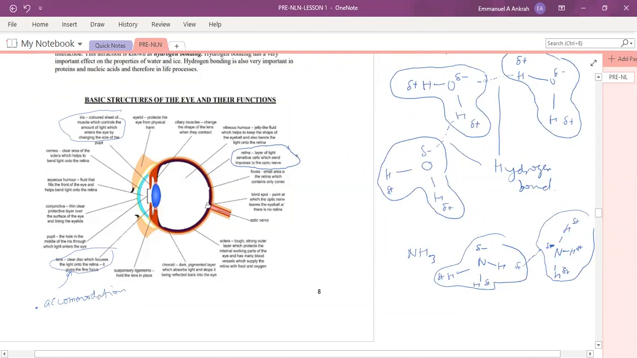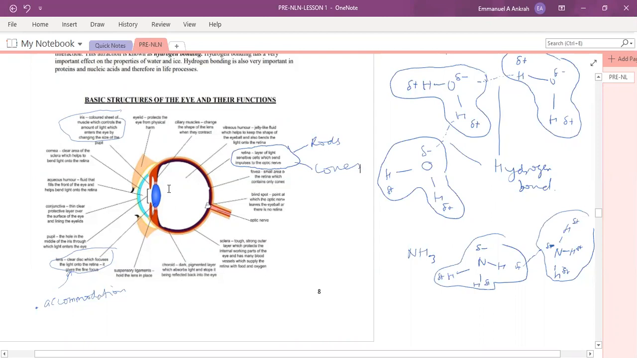And I would like to mention that it has two types of photoreceptors. One is called the rods, and the other one is called the cones. They like the rods and cones. I'm going to talk about that shortly. I think I have some notes on that. So remember the rods and cones in the retina. Remember the function of the lens and the iris. Those are the important things here.